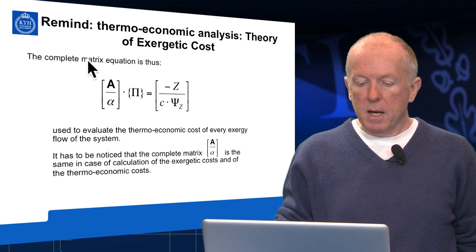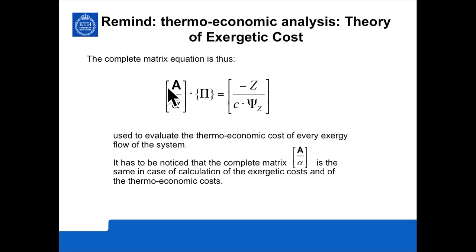So again, the complete matrix equation becomes again the same topological equation: matrix A over the matrix of the external evaluation alpha, multiplied by the vector of the term economic cost that has to be evaluated. This is equal to the vector of minus the investment cost of the components over the vector of the external monetary evaluation of the external exergy flows.